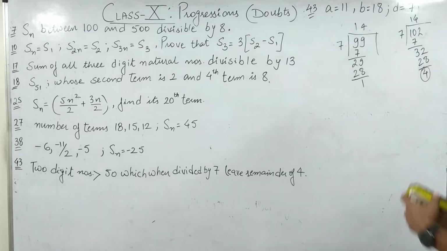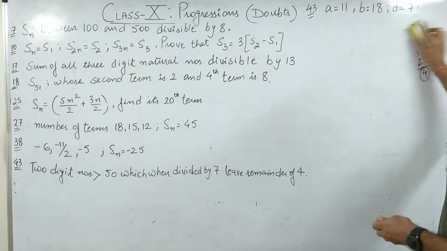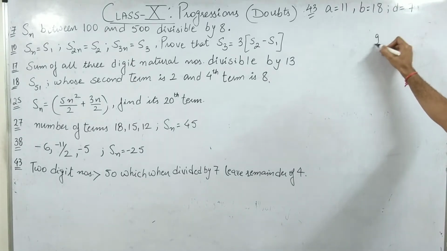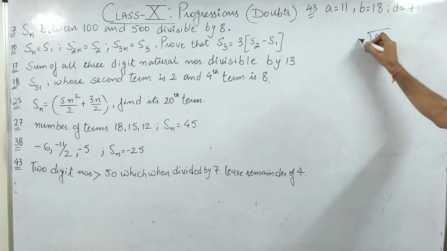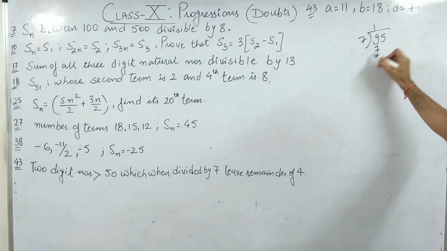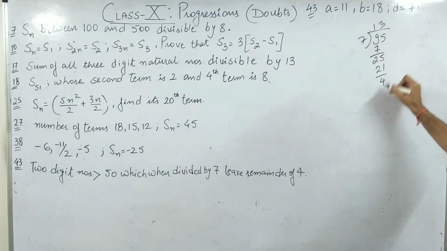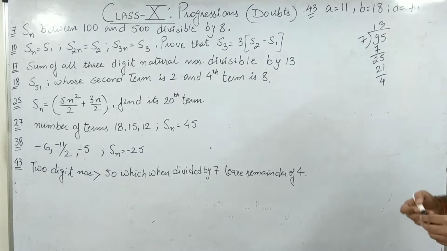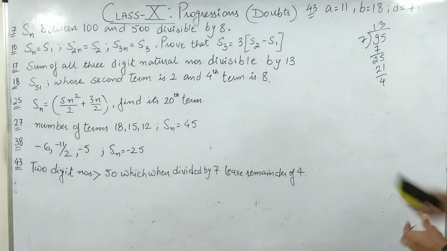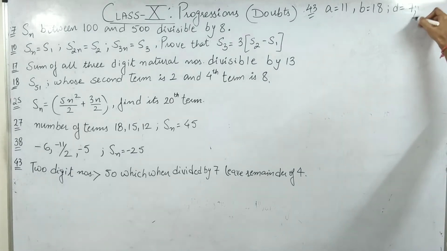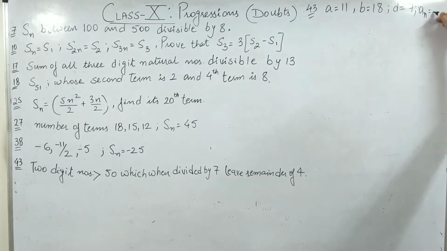So let's do this and let's check what is the last number within 2-digit numbers. So it should be 95. So let's check: 7 ones are 7, 2 is 25, 7 threes are 21, and the remainder is 4. So that means the number is 95. So my L, or the An term, is 95. My fault, sorry. So An should be equal to L, which is equal to 95.